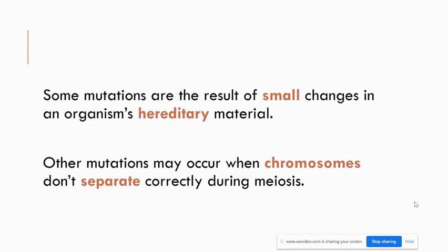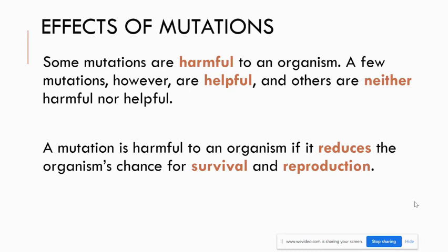Some mutations are the result of small changes in an organism's hereditary material, while other mutations occur when the chromosomes don't separate correctly during meiosis. Then, there are some mutations that are harmful to an organism. There are a few mutations that are helpful, and then there are some mutations that are just neutral. They don't really help the organism, and they don't really hurt it either.